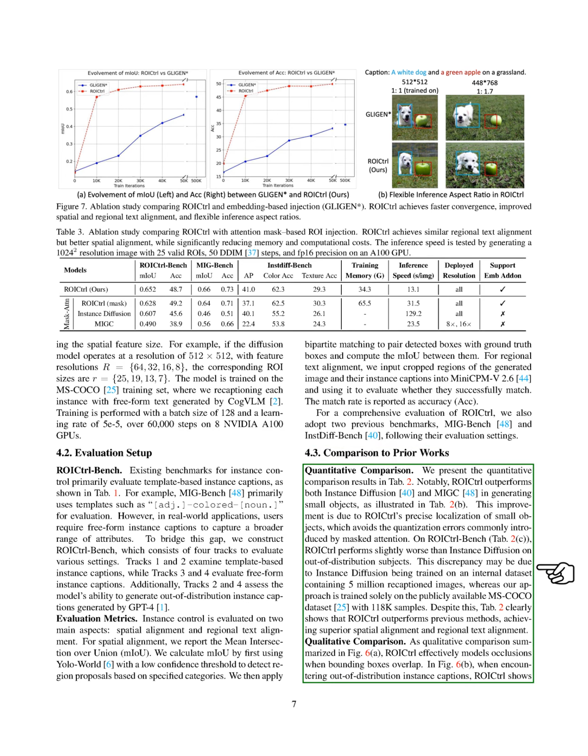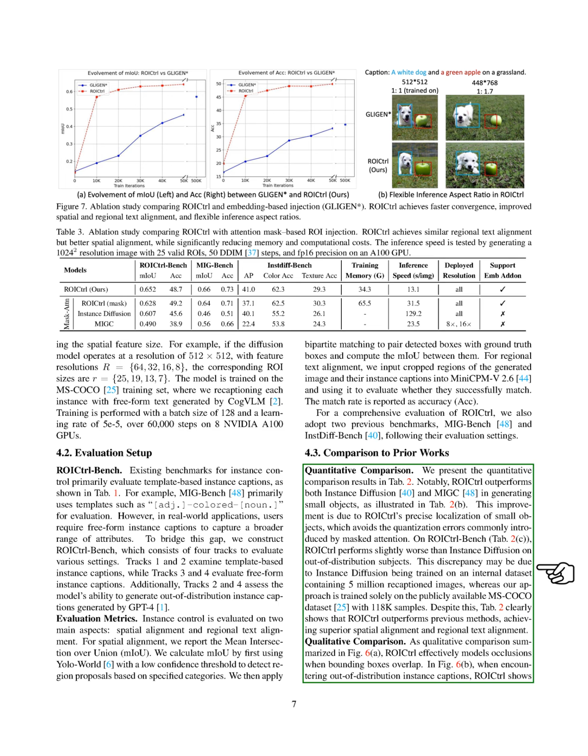Although ROICtrl performs slightly worse than instance diffusion on out-of-distribution subjects, it still shows superior spatial and regional text alignment compared to previous methods. In our qualitative comparison, we observe that ROICtrl effectively handles occlusions when bounding boxes overlap. It also demonstrates less attribute leakage with out-of-distribution instance captions compared to GLIGEN and MIGC, while maintaining better global consistency than instance diffusion. Furthermore, ROICtrl achieves better regional text alignment with free-form instance captions than earlier methods.